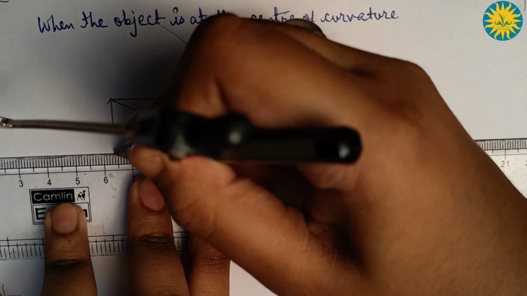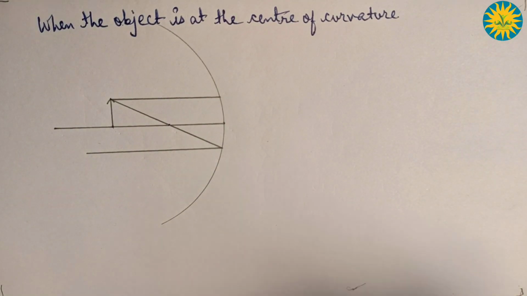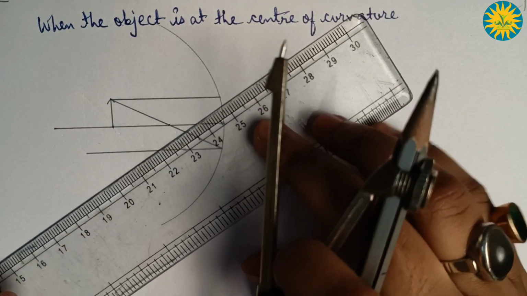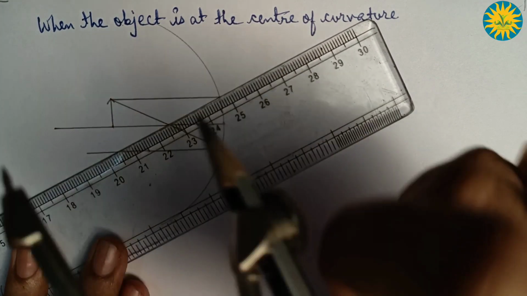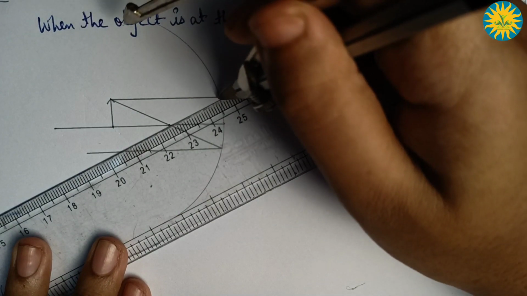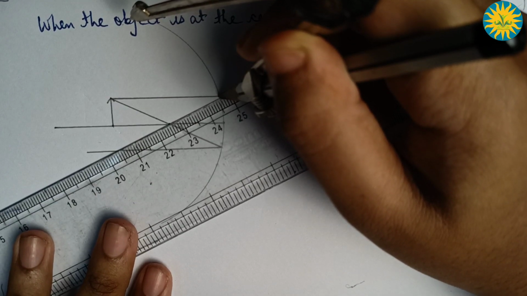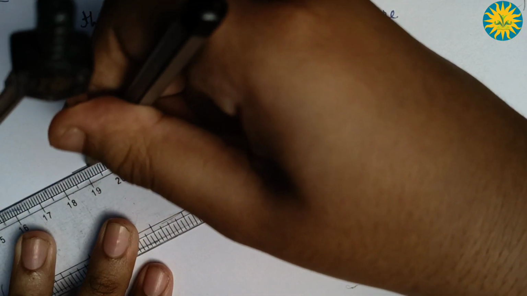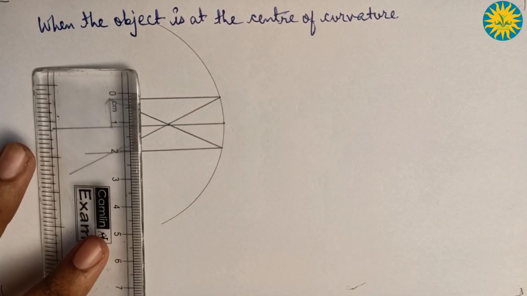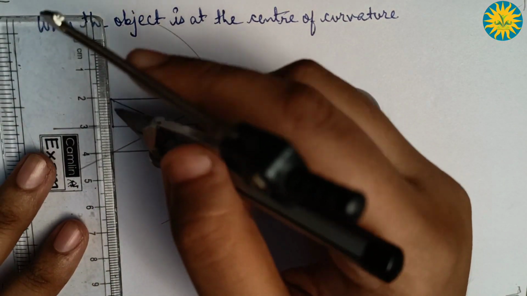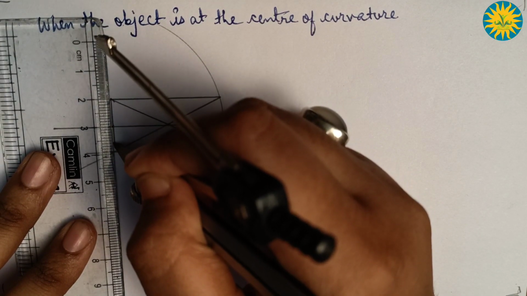Now see, this is our reflected ray, and when the incident ray passes parallel to the principal axis, the reflected ray will pass through the focus. So now we will draw our reflected ray that is passing through the focus. Now just see, the two reflected rays are meeting at a point, or intersecting at a point where the image is formed.